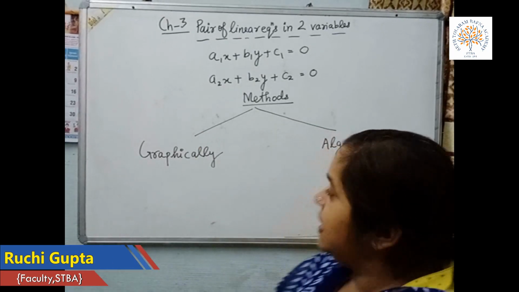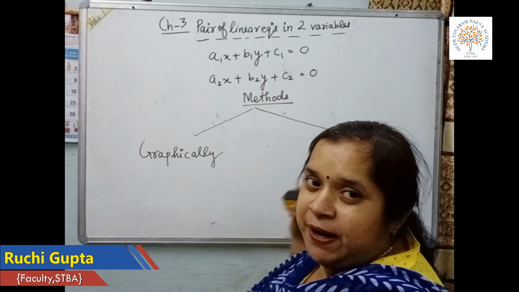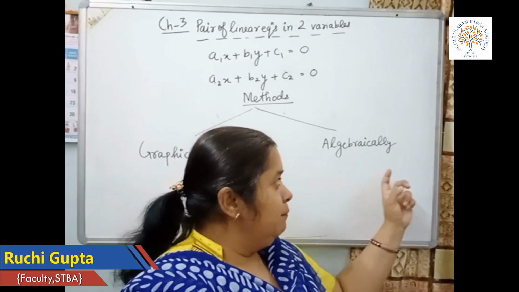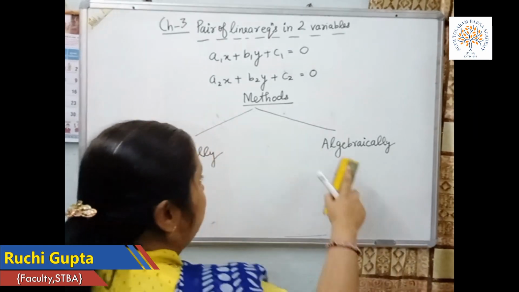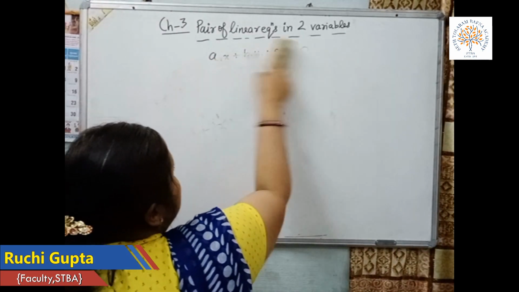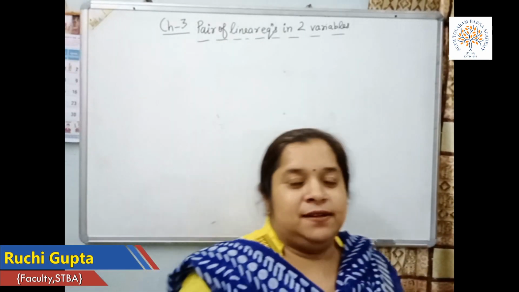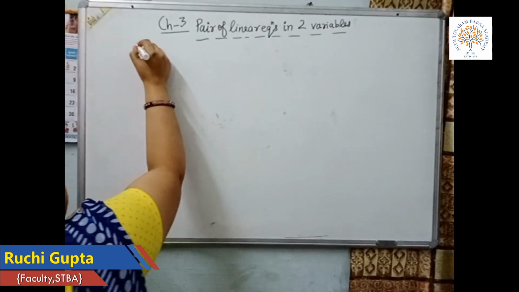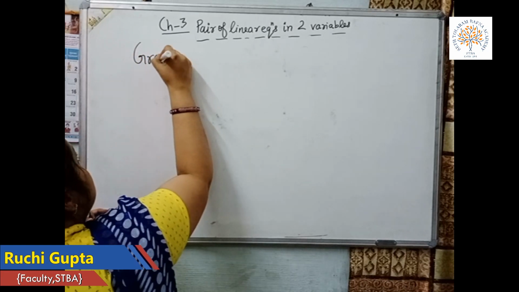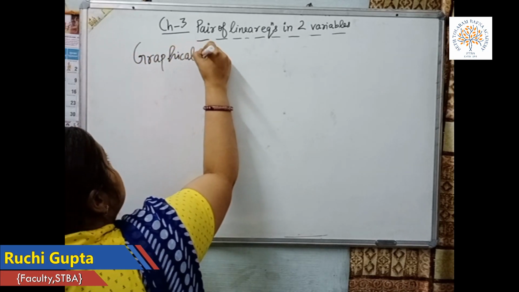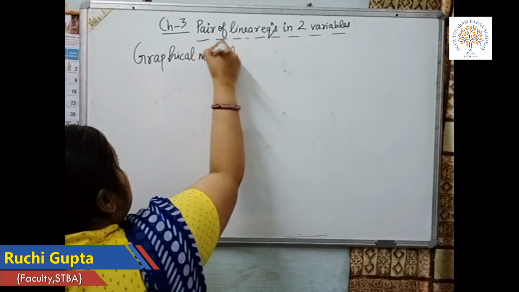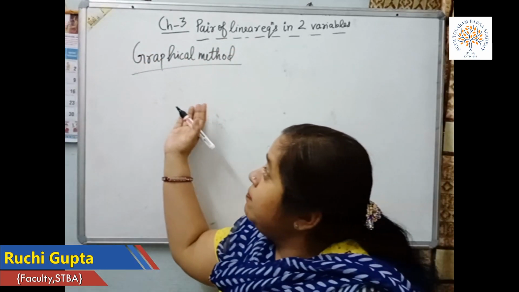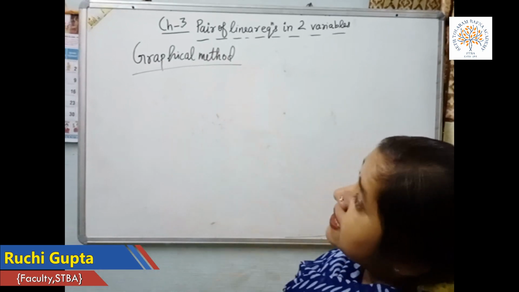In my previous class, I discussed the algebraic methods, in which there are three methods: substitution, elimination and cross multiplication. So today I am discussing the graphical method. But for the graphical method, first of all, we should know what type of graph we will make if equations are given to us.